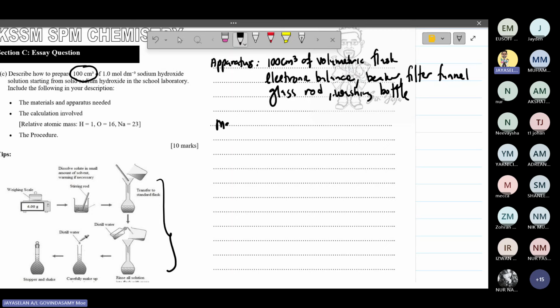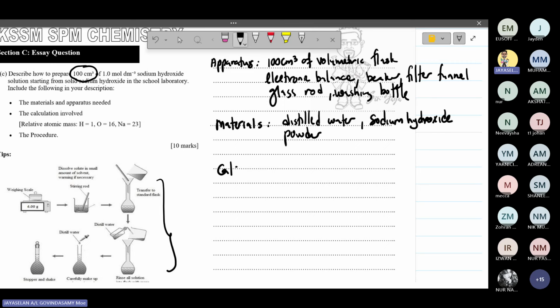Okay, next material. The material is very easy. Material, first one you put what? Distilled water. Then you put solid sodium hydroxide. So I put here sodium hydroxide. It must be powder, or solid. Any question? So for this you already get 1 mark.